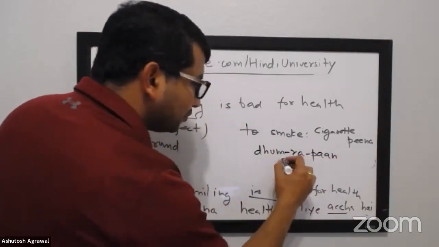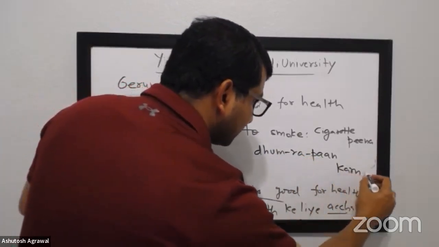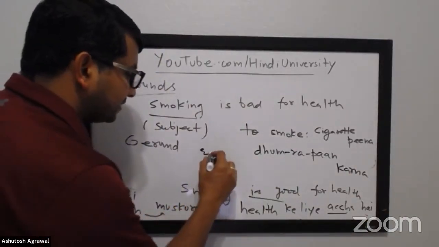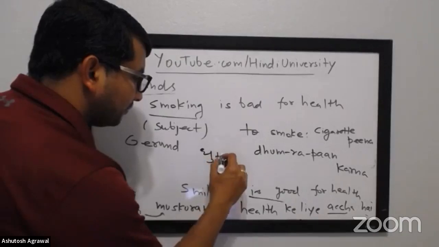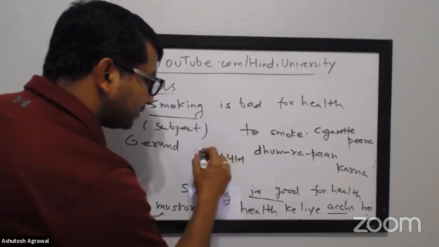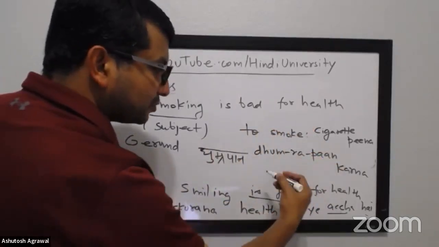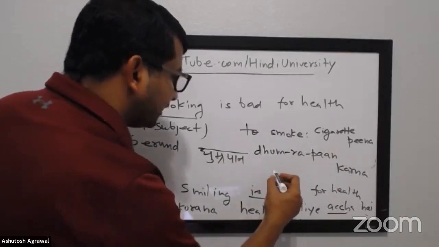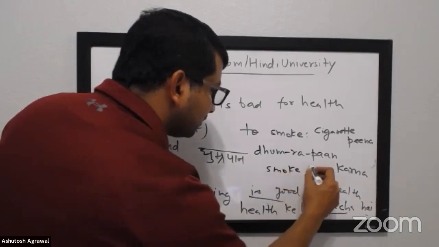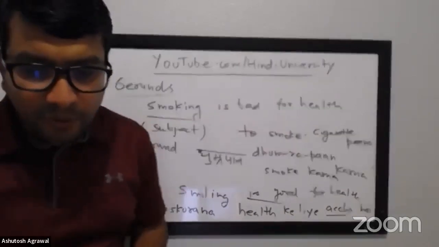So it's dhumrapan karna. Okay, dhumrapan karna. It's dha with u, ma with a, ra, a with a and na, dhumrapan. So cigarette peena, you can say dhumrapan karna. If it is too hard and it is not coming, you can always use our best friend, which is smoke karna. And we will be okay with that.